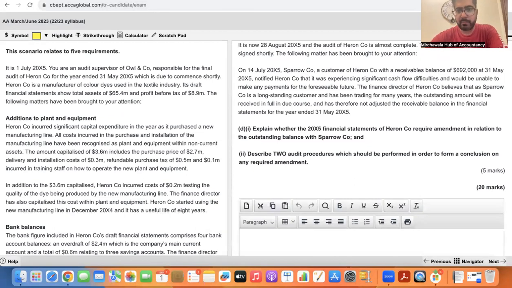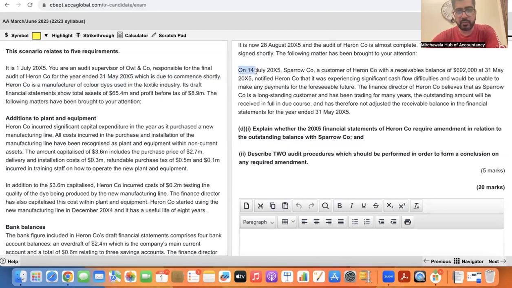Okay, last requirement, 5 marks, which will end the question. It is now 28th August 2005, and the audit of Haran is almost complete. The auditor's report is due to be signed shortly. Year end was 31st May, right? The audit report is to be signed shortly, and on 14 July, that means 31st May was the year end.